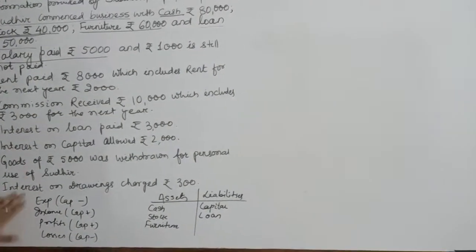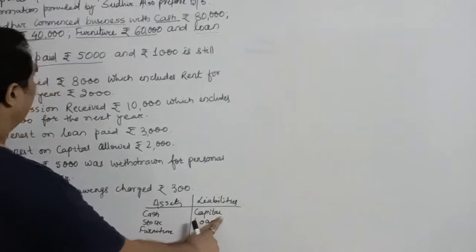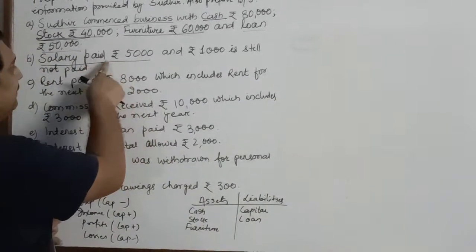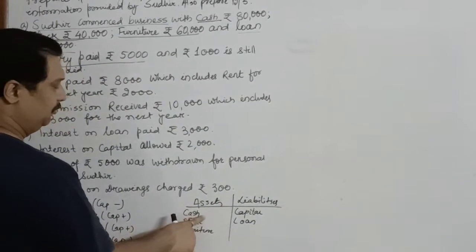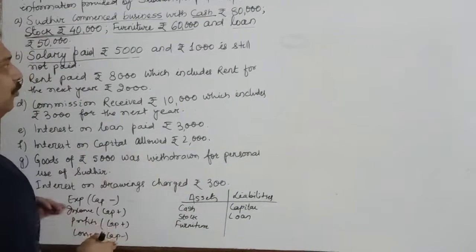Profits will increase your capital, and losses will reduce your capital. So following this, salary is an expense, so it will reduce my capital, so I need not write it once again. At the same time, I am paying salary, so my cash will also reduce. Both of them are already there, so I am not repeating it anymore.